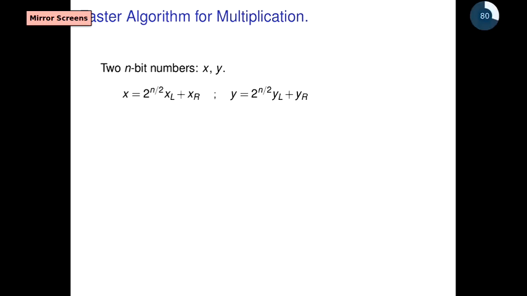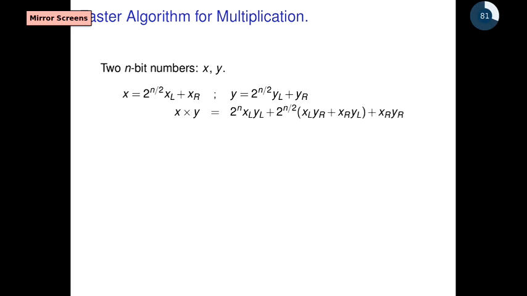Okay, so we're going to go back to our recursive view of these numbers. Remember what x is. x sub l is the high order n over 2 bits, and x sub r is the number represented by the lower n over 2 bits. Is that clear? And so x is equal to 2 to the n over 2 times the number represented by those higher n over 2 bits, shifted over by n over 2, which makes its value bigger by 2 to the n over 2. And the same for y.